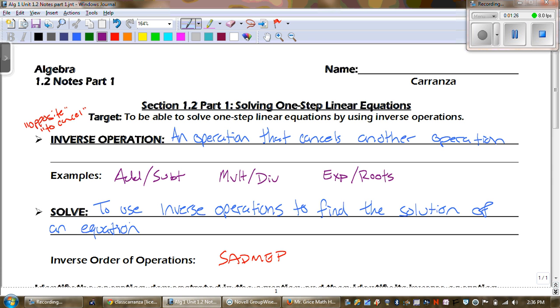Now, the next thing to know is what solve means. Solving is to use inverse operations to find the solution of an equation. A lot of times you're going to have to solve for a variable. Be like, what is x? And you're going to have to go through and figure that out yourself, and you do that by using inverse operations.